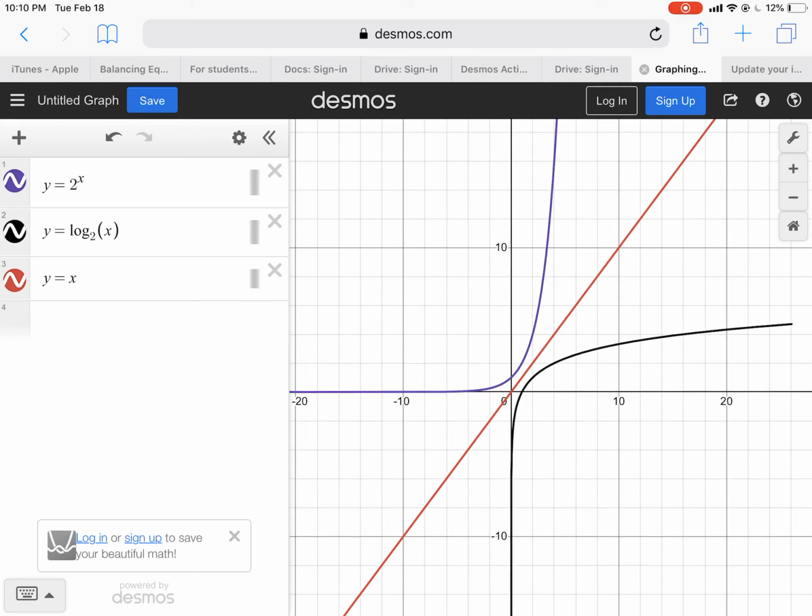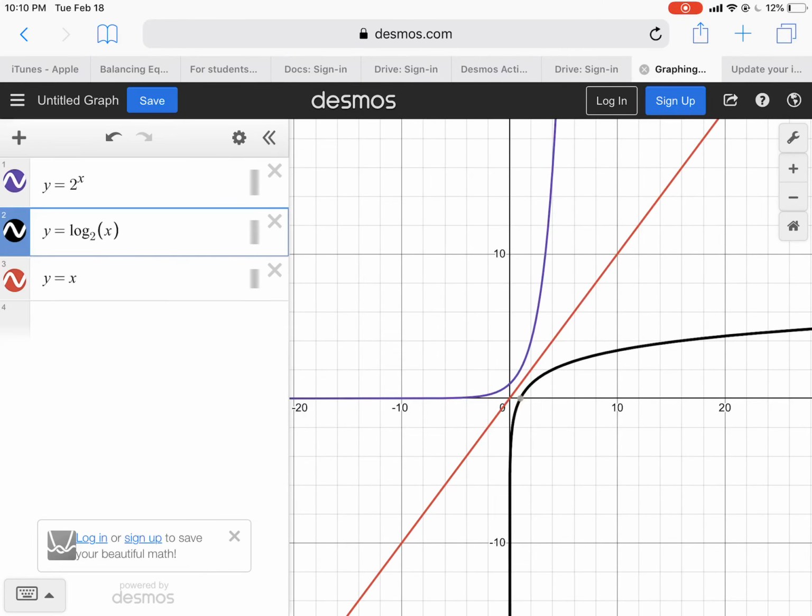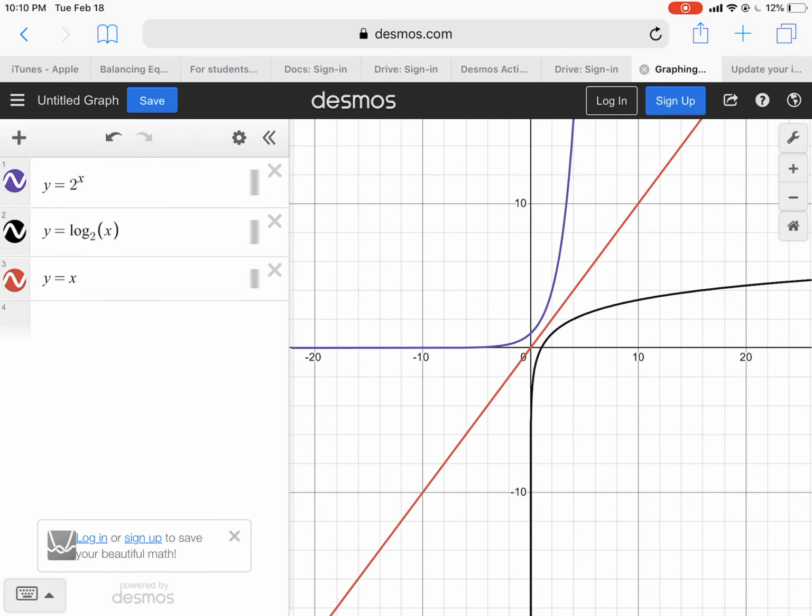So let me just zoom out a little bit so you see. Okay, and that point (0, 1) has the reflection point of (1, 0). So here's the difference between the two.